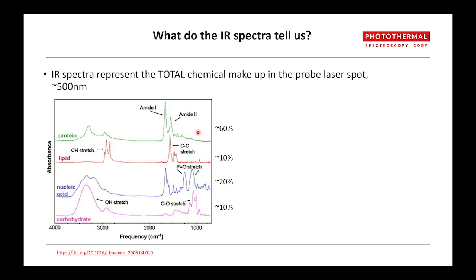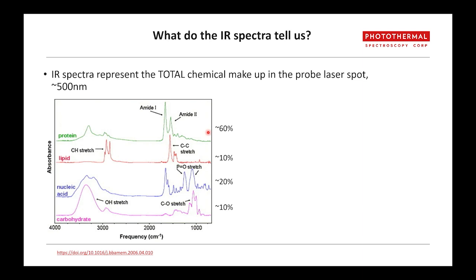if you come back to our macromolecules, your proteins are likely to make up in the order of 60%, lipids maybe 10%, nucleic acids 20%, carbohydrates maybe 10%. Of course, these ratios would differ. So these spectra that I show on the screen here are the pure component spectra.